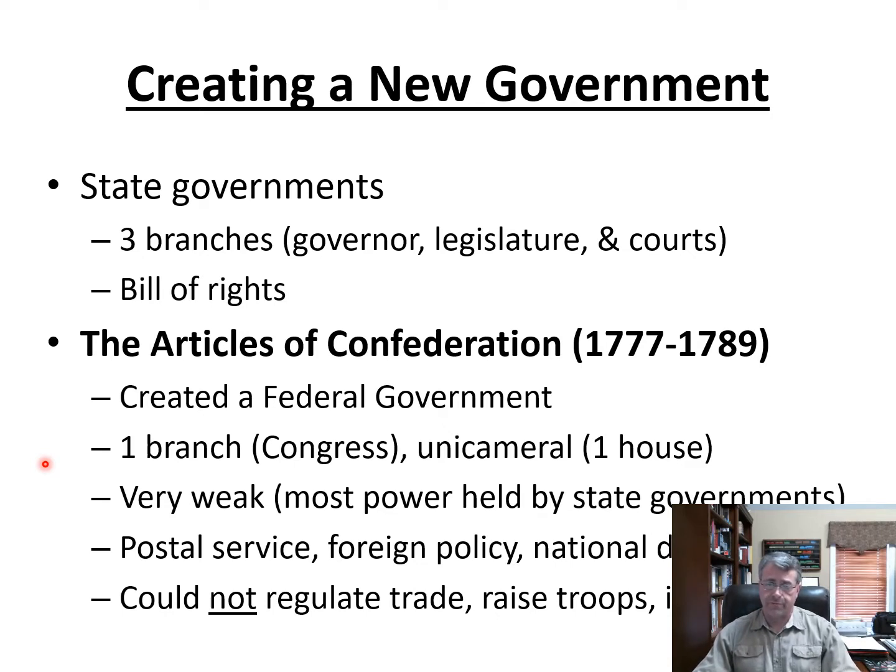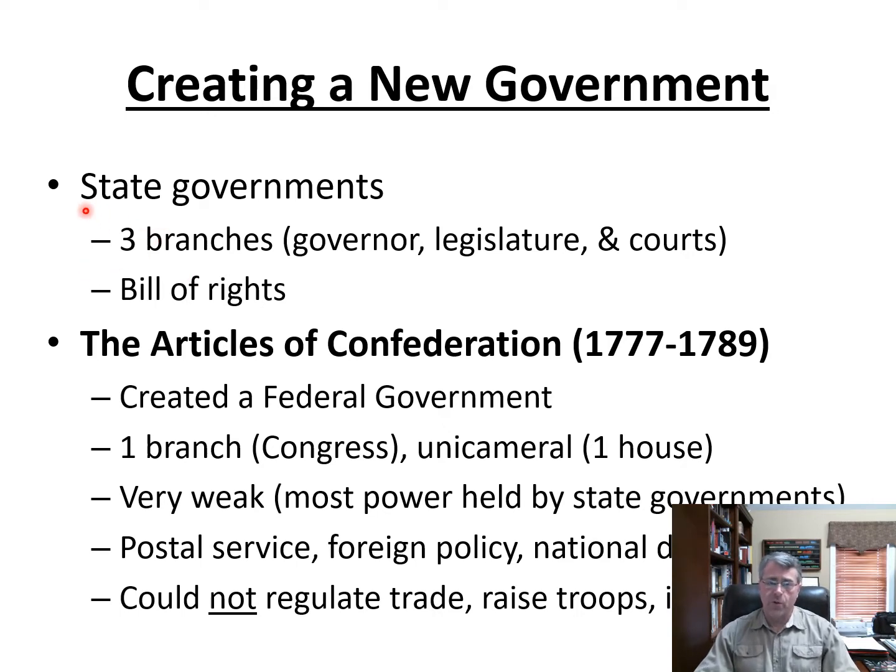In all 13 cases, there was a governor, a legislature of elected representatives, and a court system. In most cases, the state legislature appointed the governor and the members of the court. So in the beginning, only the legislative representatives were elected by the people. What was also common among all 13 of these state governments was a Bill of Rights. All 13 of these state constitutions included some variation of a Bill of Rights, some specific protections for the rights of individuals within that state.